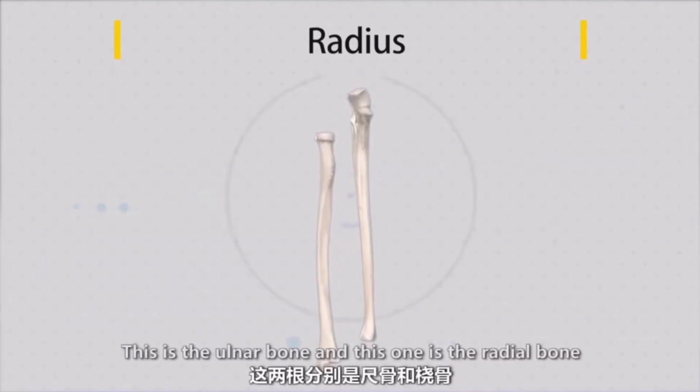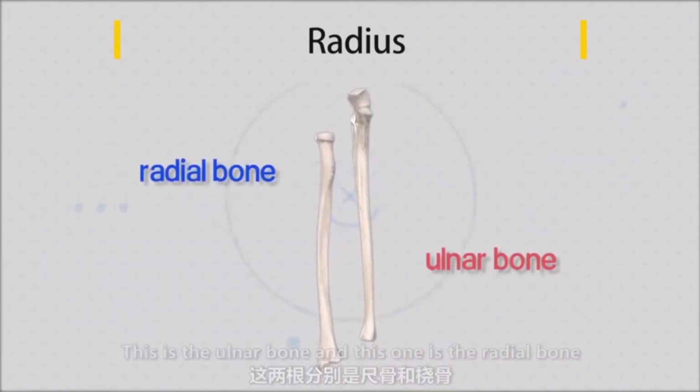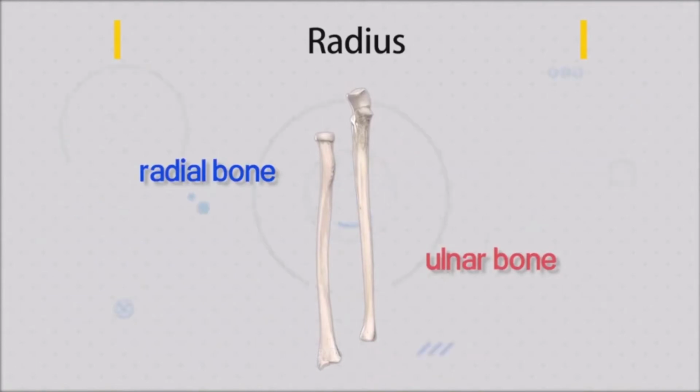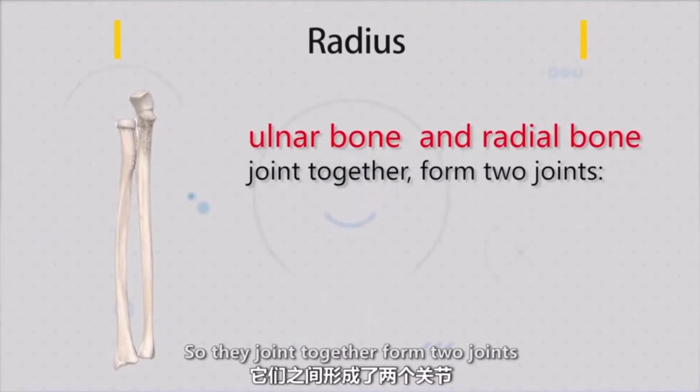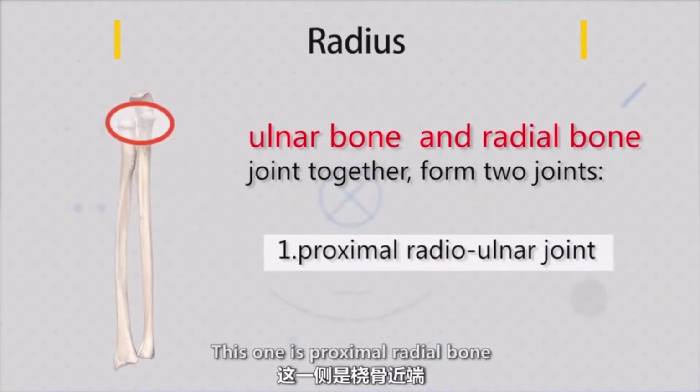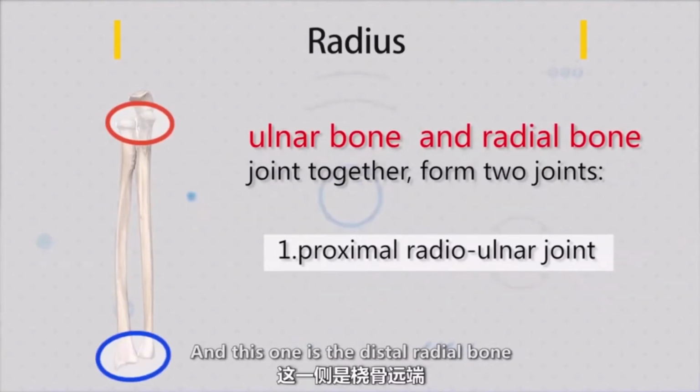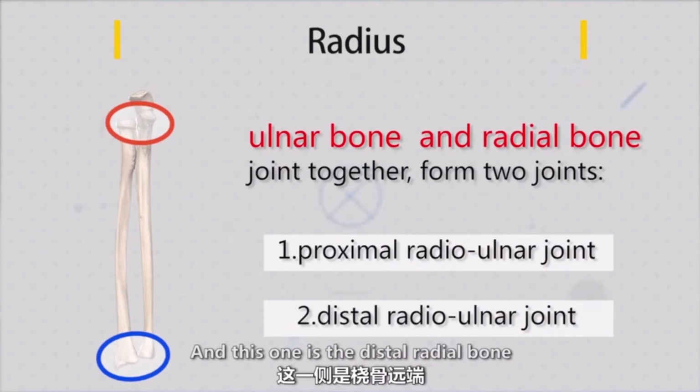So this one is the ulnar bone and this one is the radial bone. They get together and form the two joints: the proximal radial-ulnar joint and the distal radial-ulnar joint.